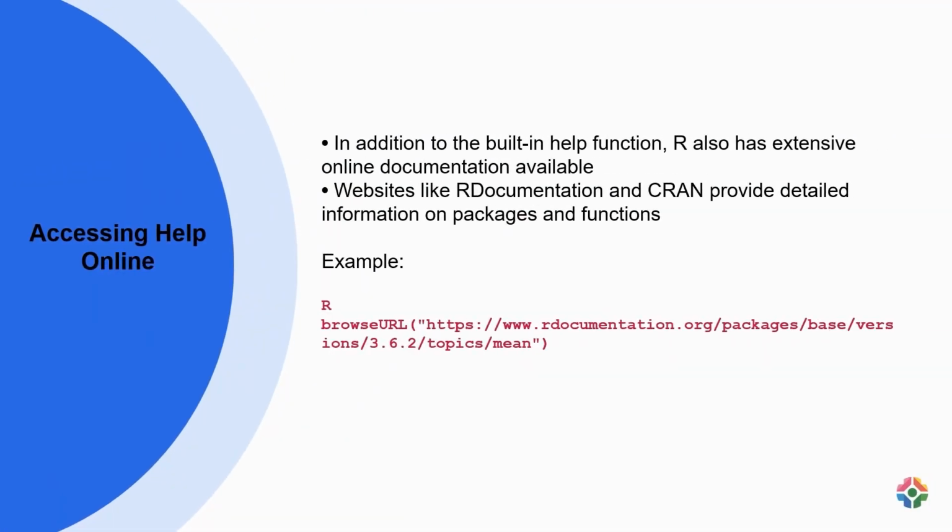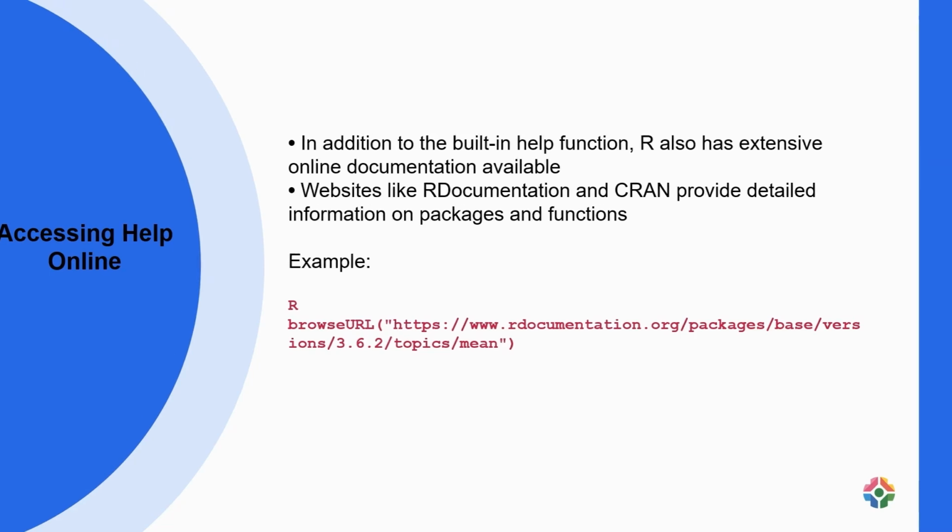When working with R, you can refer to online documentation resources like R Documentation and CRAN for comprehensive information on packages and functions, in addition to the built-in help function. For instance, if you want to find details about the mean function in R, you can visit websites such as R Documentation and CRAN and search for the specific function to access detailed documentation. This online documentation serves as a valuable resource for understanding and utilizing different functionalities within R.